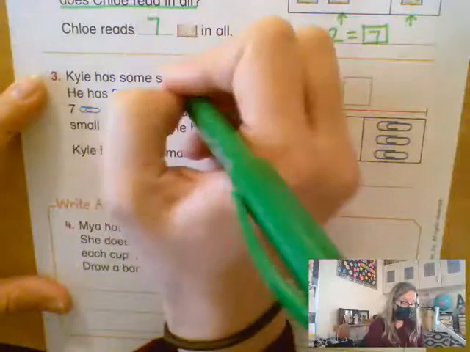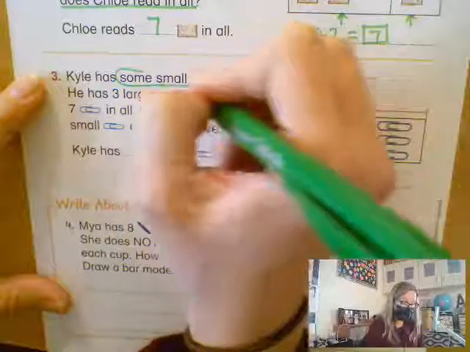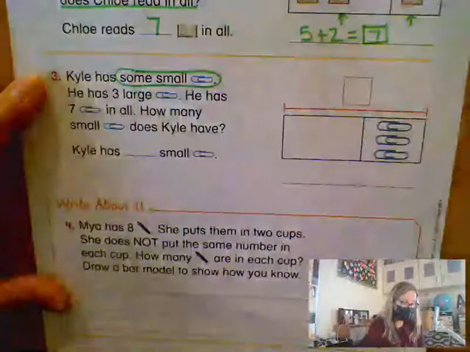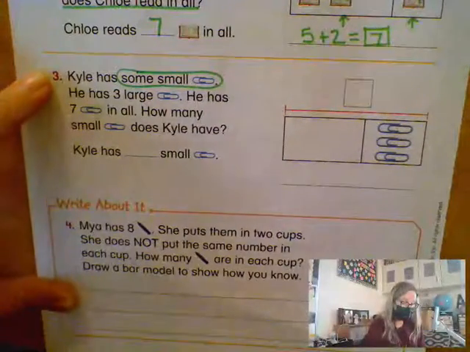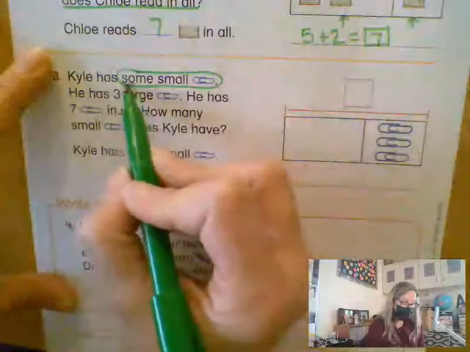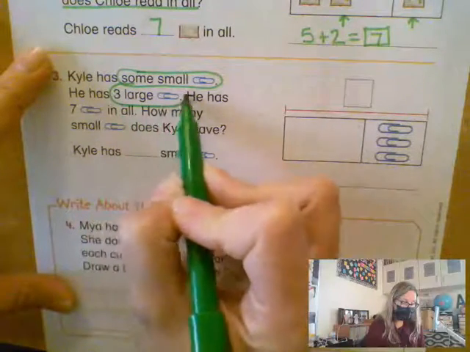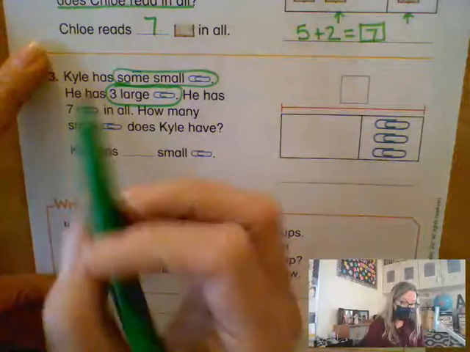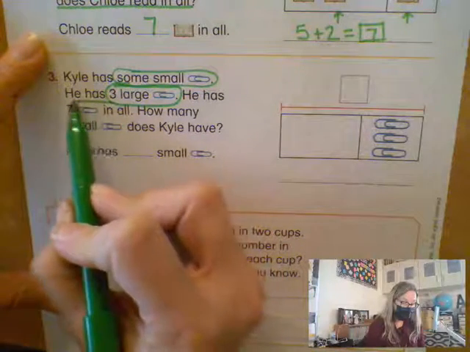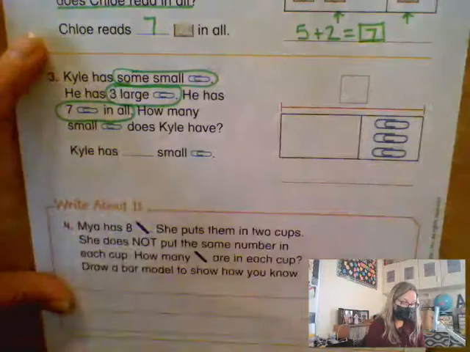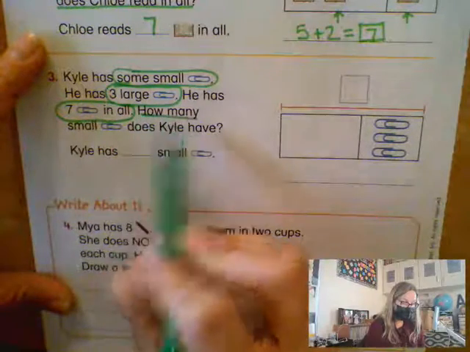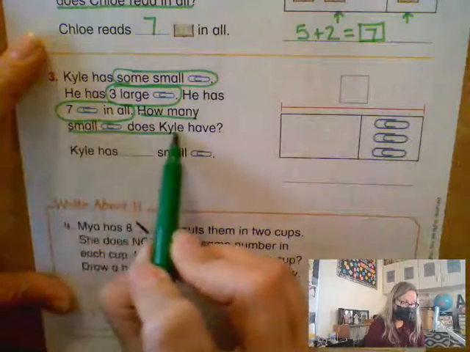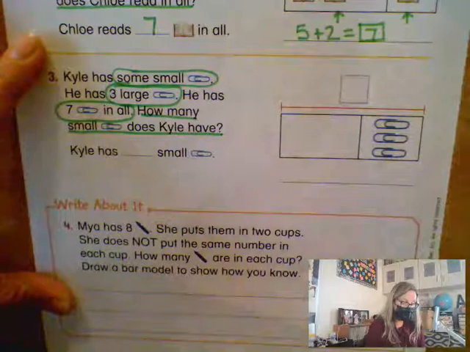Kyle has some paper clips. Some small paper clips. Everyone circle some small paper clips. He has 3 large paper clips. Everyone circle 3 large paper clips. He had 7 paper clips in all. Everyone circle 7 paper clips in all. How many small paper clips does Kyle have?